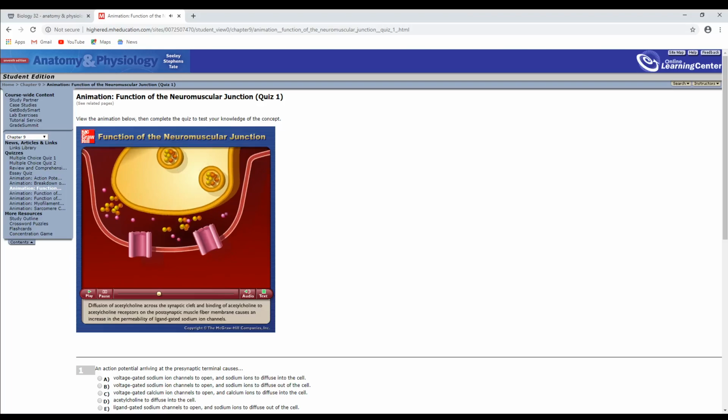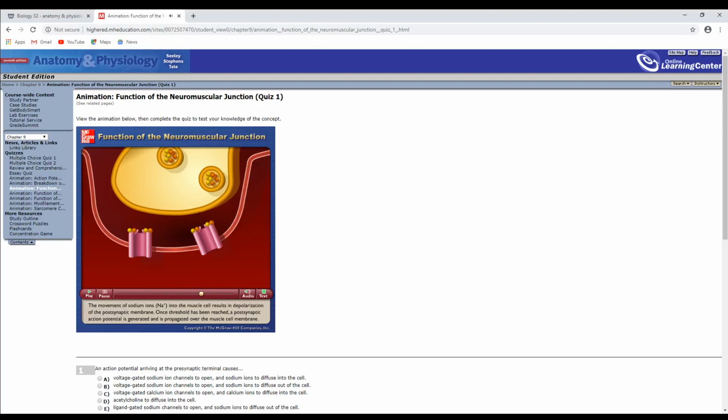Diffusion of acetylcholine across the synaptic cleft and binding of acetylcholine to acetylcholine receptors on the postsynaptic muscle fiber membrane causes an increase in the permeability of ligand-gated sodium ion channels. The movement of sodium ions into the muscle cell results in depolarization of the postsynaptic membrane. Once threshold has been reached, a postsynaptic potential is generated and is propagated over the muscle cell membrane.